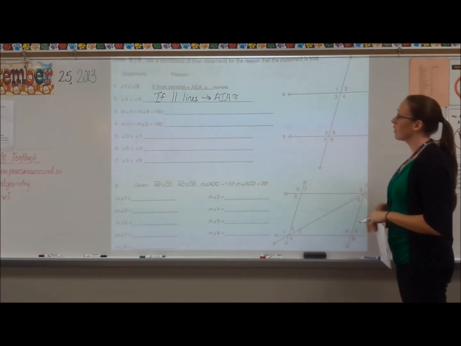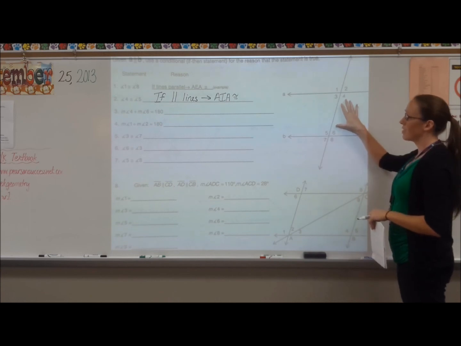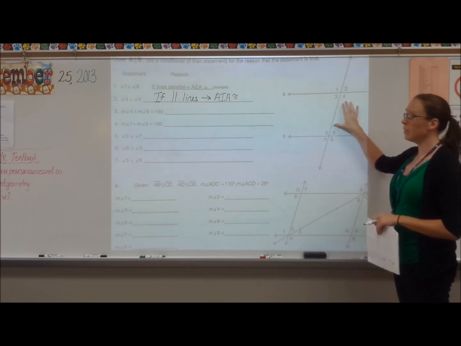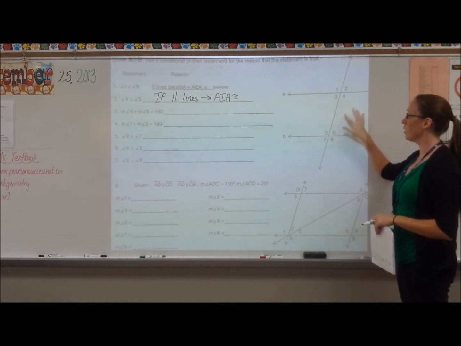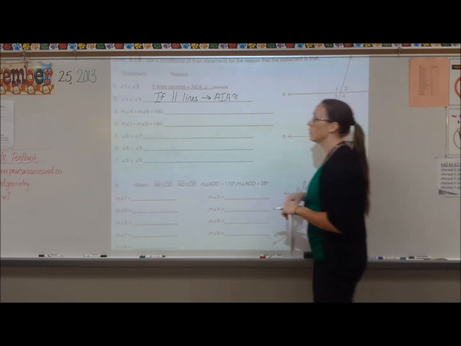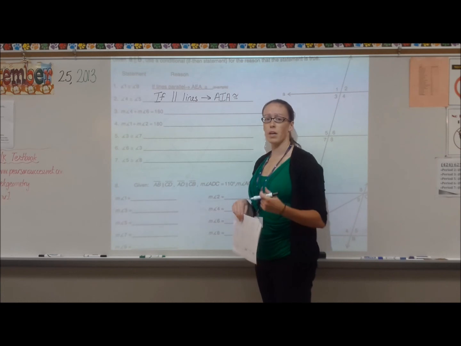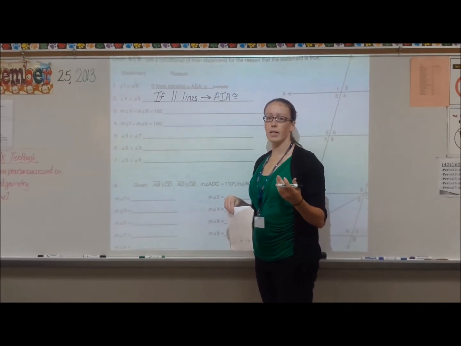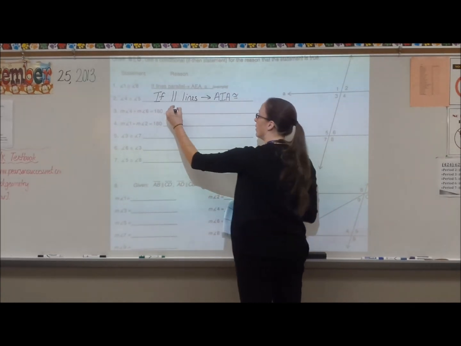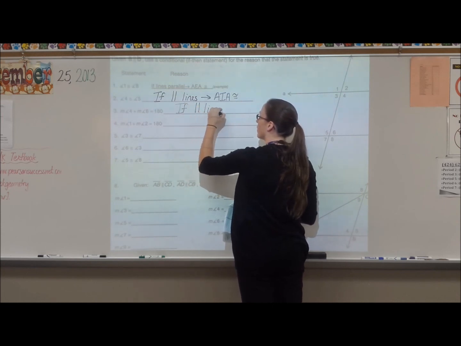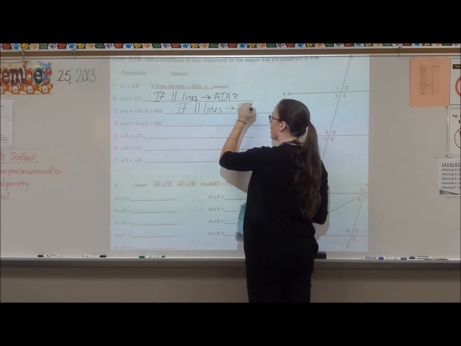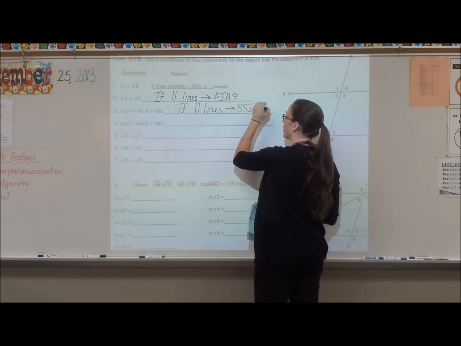Number 3, angle 4 and angle 6 together are 180, supplementary. Think about the angle pair there. Inside the parallel lines, same side of the transversal, we're looking at SSIA. Go to your list, right column. Do we see anything about SSIA? If parallel lines, then SSIA congruent.